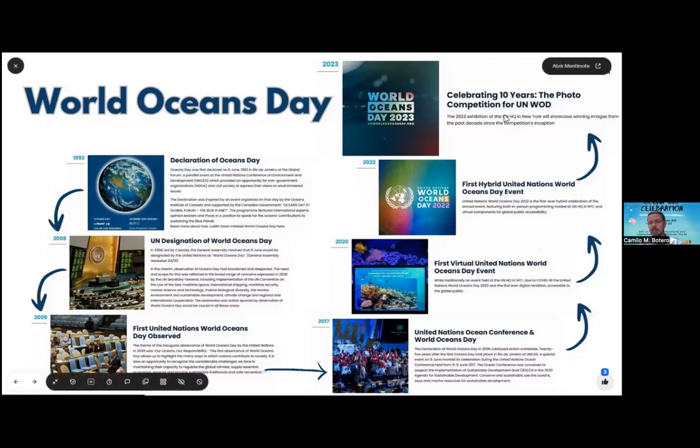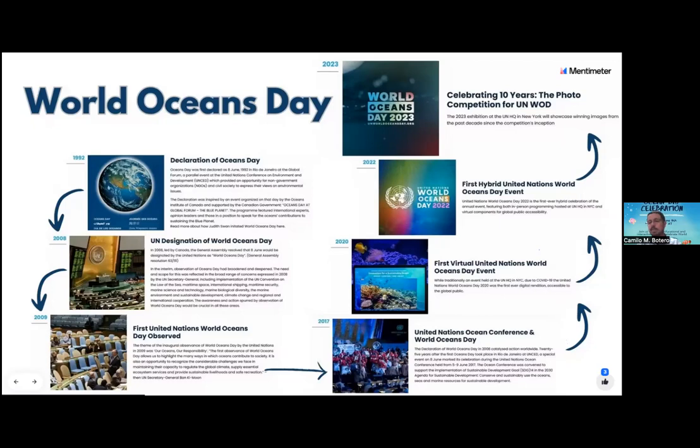Later, in 2017 was the United Nations Ocean Conference and World Ocean Day together. This is an event in New York. Also in 2020 was the first virtual United Nations World Oceans Day event, because we were in the middle of the COVID pandemic. And last year was the first hybrid United Nations World Ocean Day event. It means that it was in person and also virtual.